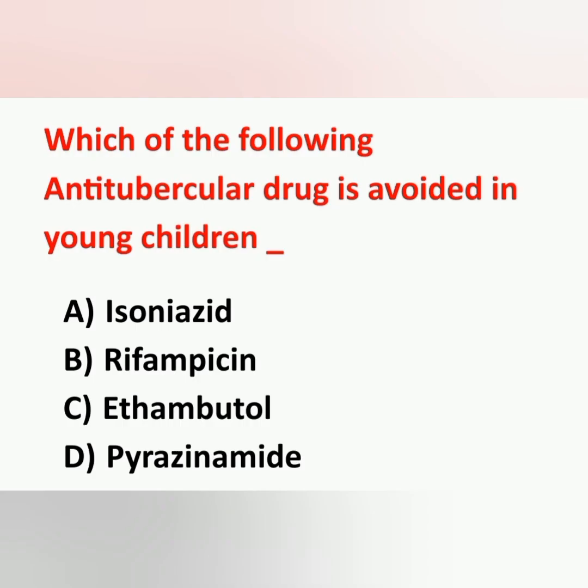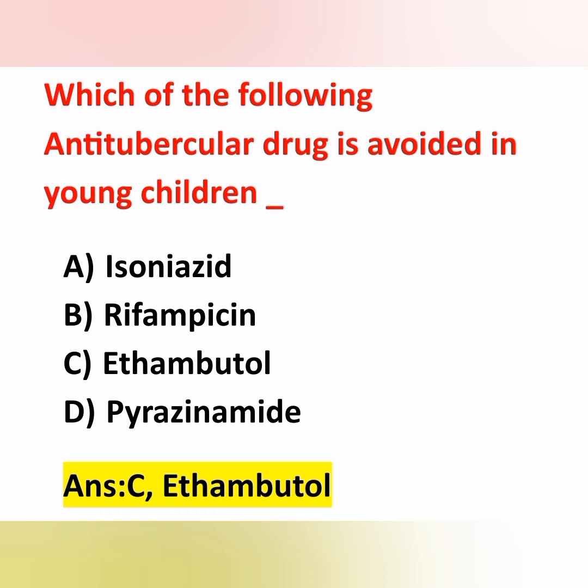And the next question, which of the following anti-tubercular drugs is avoided in young children? And options: option A isoniazid, option B rifampicin, option C ethambutol, and option D pyrazinamide. The correct answer is option C ethambutol, which is not preferably given to young children. Usually ethambutol is not given to children below 6 years of age because it is difficult to identify color vision in children. So we are not giving anti-tubercular drug ethambutol for children below 6 years of age.